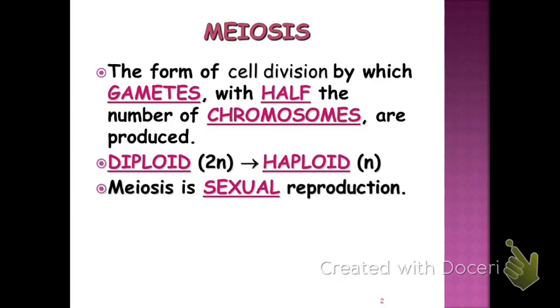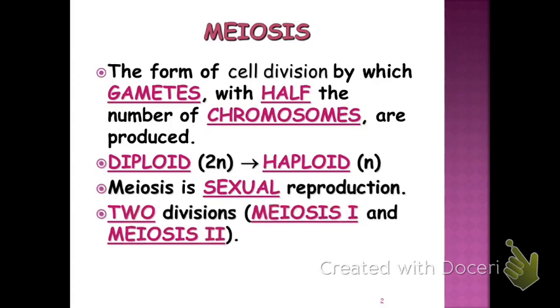Now, meiosis is crucial for sexual reproduction to occur. We have to be able to produce gametes so that we can combine them and get a living, viable offspring. And to get these gametes, we're going to go through two different sets of divisions, meiosis 1 and meiosis 2.